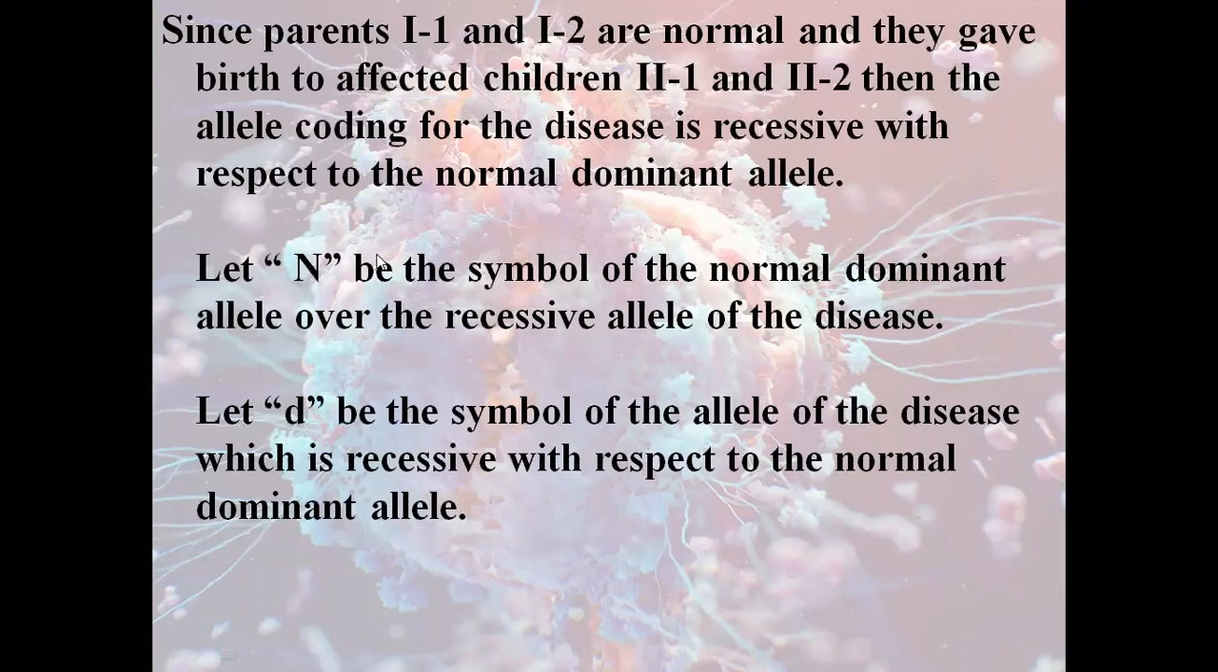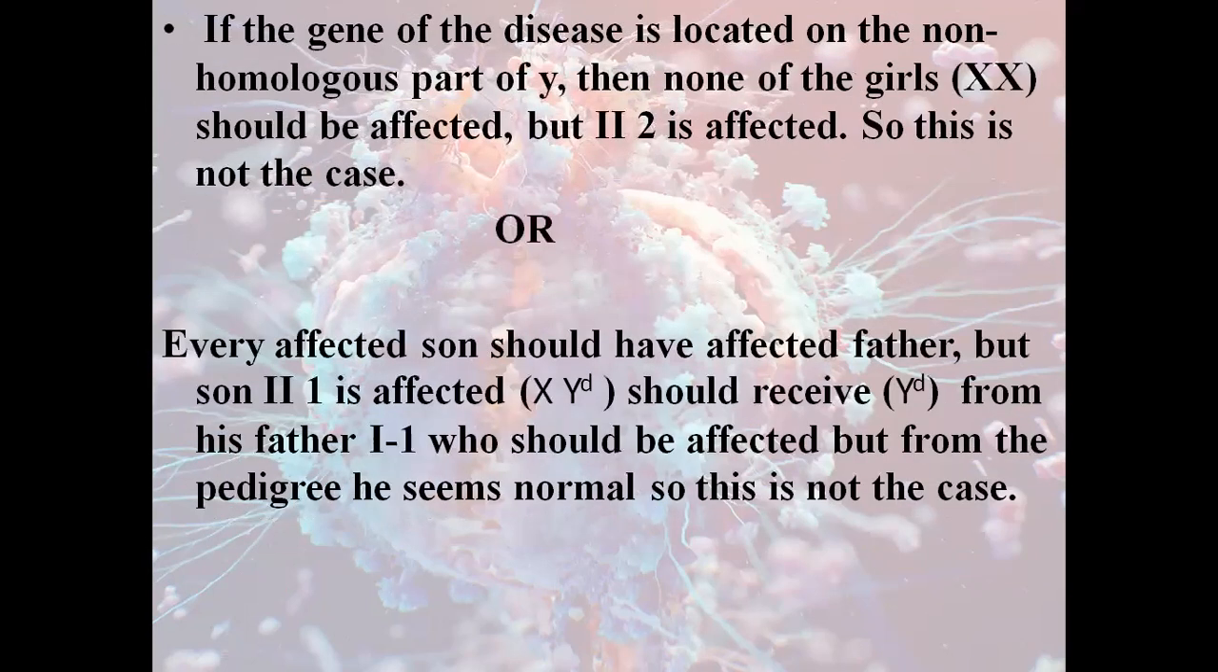So here, first of all, as I said, we need to know which is dominant and which is recessive. Second, we have to give the symbols of the alleles. Third, we have to deny. If the gene of the disease is located on the non-homologous part of Y, here I solve it in two ways, in two methods. But sure, in the exam, you use only one method. Don't use two. If the gene of the disease is located on the non-homologous part of Y, then none of the girls should be affected. Why? The girl has XX, but 2-2 is affected. Please, you have to solve the way that I'm solving here.